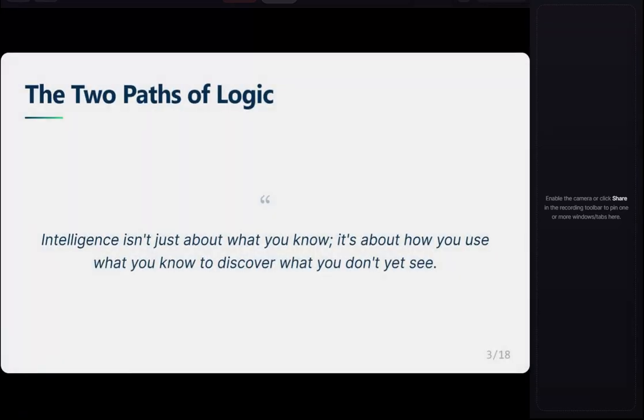I love this quote because it sums up our topic perfectly. Intelligence isn't just about memorizing facts, it's about the path you take to discover something new. In logic, there are two main paths we can walk down, one that starts with the clues and moves forward, and another that starts with a suspect and works backward. Both lead to the truth, but the journey is very different.